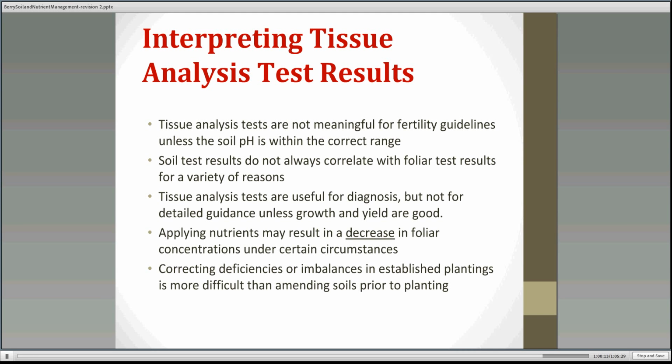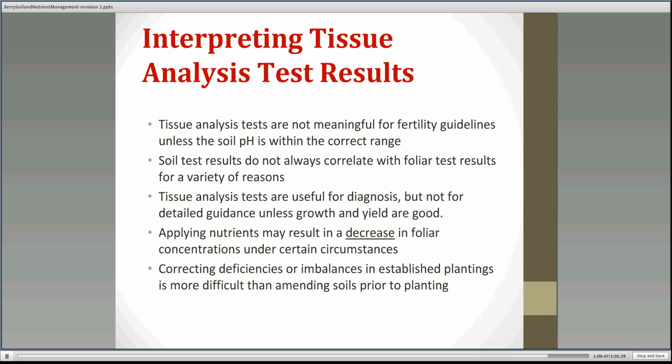So when you're interpreting tissue analysis test results, there are some things to remember. First of all, the test results are not meaningful for fertility guidelines unless the soil pH is within the correct range. And remember that soil test results do not always correlate with foliar test results for a variety of reasons. So you may have adequate nutrition in the soil while there appears not to be adequate nutrition in the leaves. Or the reverse may also be true.